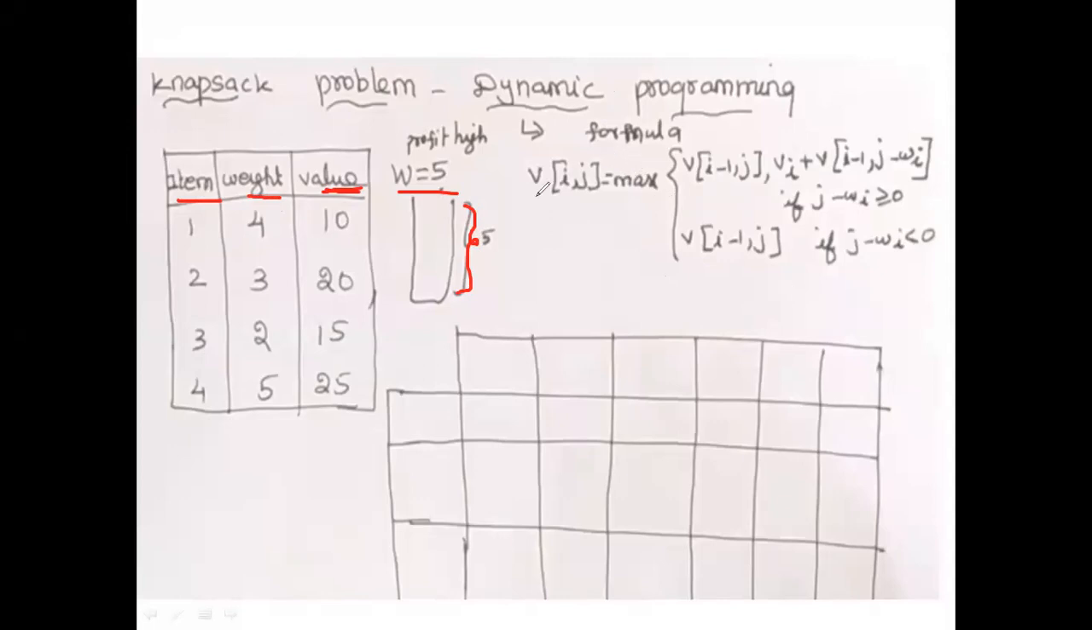the dynamic programming concept. For that we have the recursion formula: V of i comma j equals the maximum of V of i minus 1 comma j, and Vi plus V of i minus 1 comma j minus Wi. This condition is applicable for this one, and V of i minus 1 comma j if j minus Wi is less than or equal to 0. This condition is applicable for this one. Okay, so how to fill the table? We already know that.